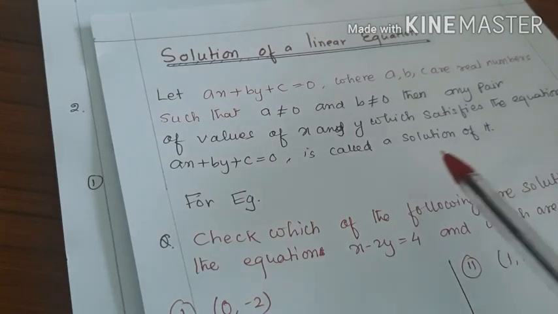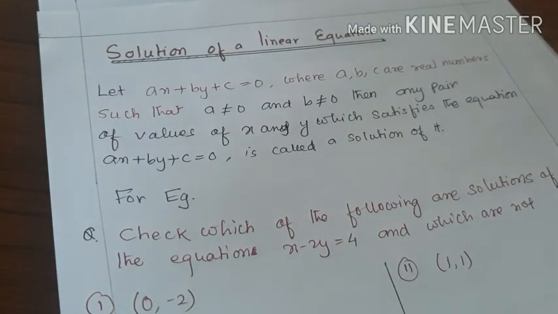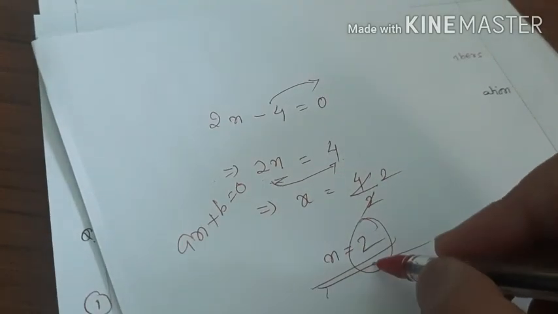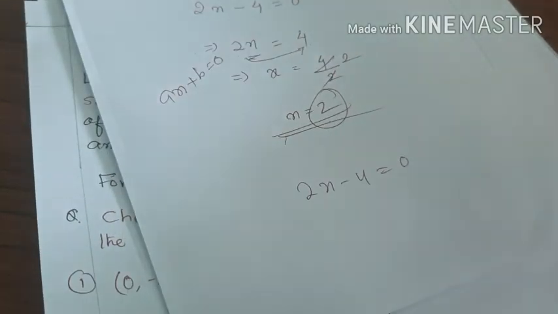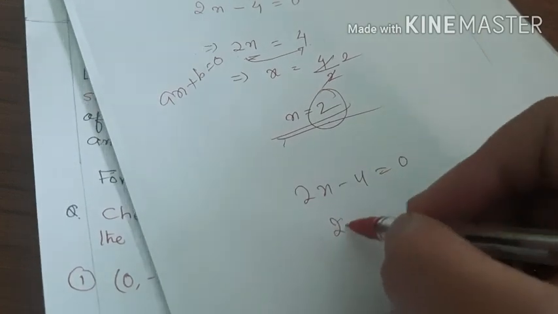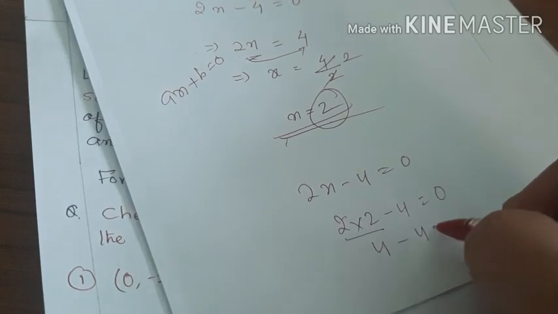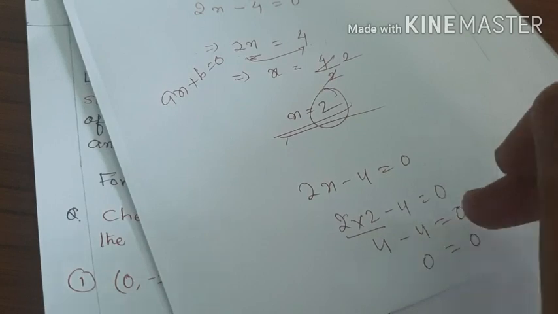Then any pair of values of x and y which satisfy the equation, we call it a solution of it. Likewise, in one variable, 2x minus 4 equals 0, and x is 2. So 2 into 2 minus 4 equals 0. 2 into 2 is 4, minus 4 equals 0. So here the left and right sides are equal. It means this is the solution.